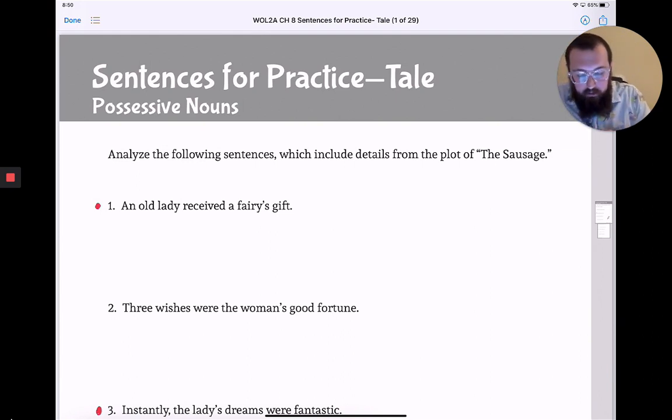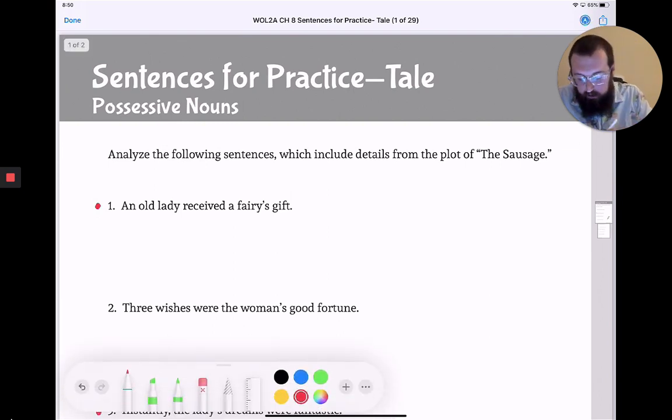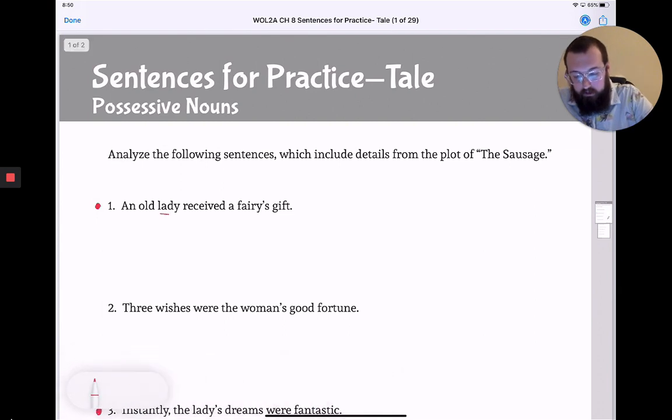An old lady received a fairy's gift. First, does this have any prepositional phrases? I don't see any prepositions, so we don't need to label any. Next, I do my principal elements. So an old lady is my subject. So I'm going to underline that with one line and put an uppercase S over the top.